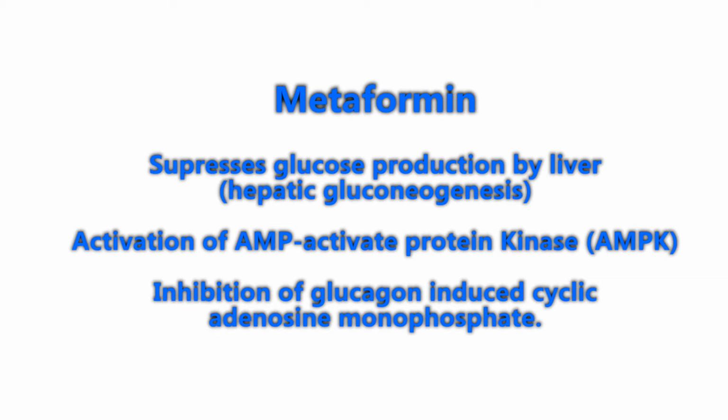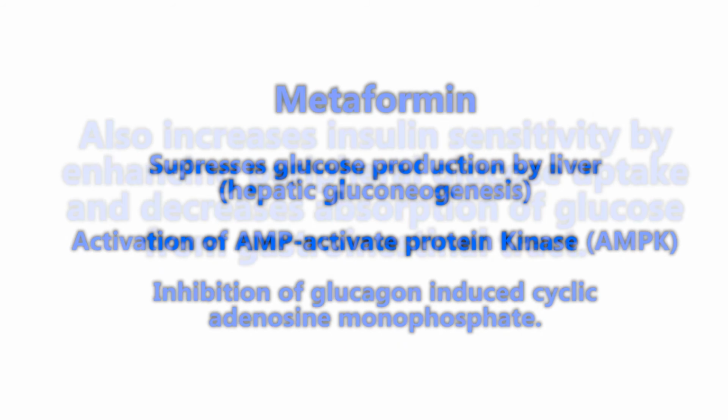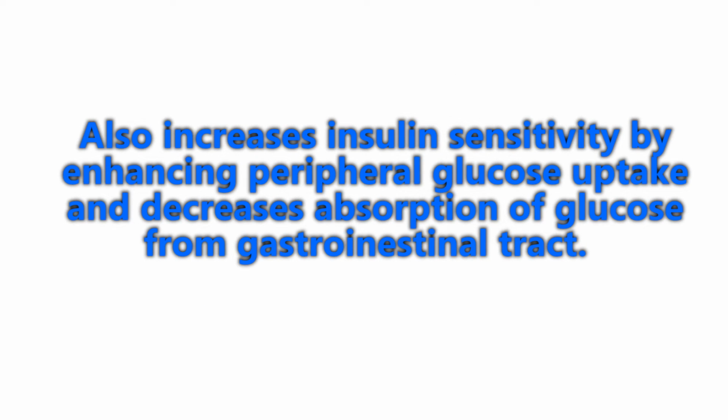The mechanism of action is not completely understood, but it does suppress glucose production in the liver, known as hepatic gluconeogenesis. It activates AMP-activated protein kinase, and it inhibits glucagon-induced cyclic adenosine monophosphate, and increases insulin sensitivity, enhances the peripheral glucose uptake, and decreases the absorption of glucose from the gastrointestinal tract. So it works in many ways and is considered the best first-line treatment for type 2 diabetes at this time.